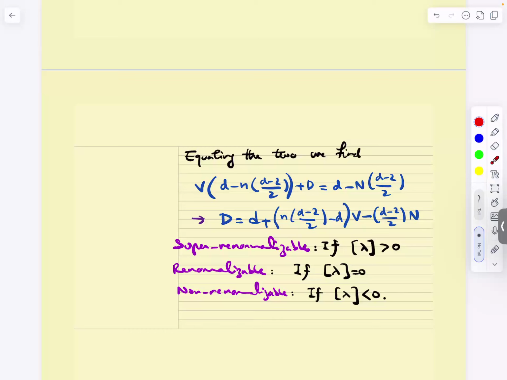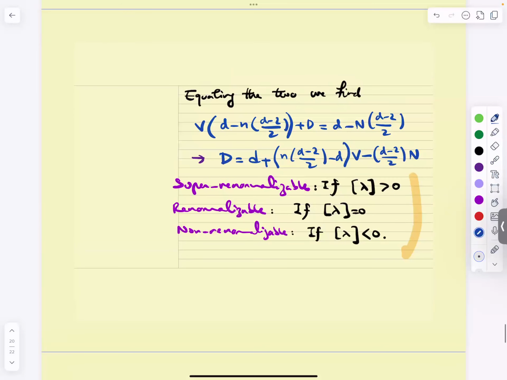Good. So this is what we're going to take home as a take-home lesson. If you have a theory, some Lagrangian density, and there is a free part to the Lagrangian density, and then there is an interaction of the form lambda O, this O could be any operator.